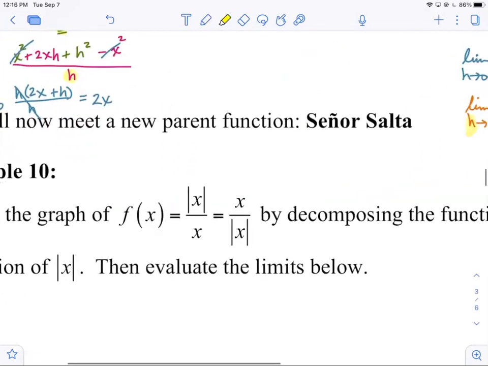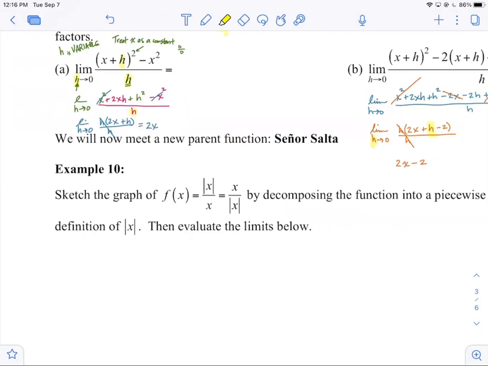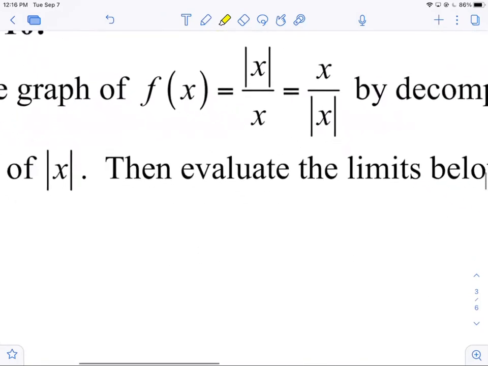Now, we're going to meet a new parent function here, Senor Salta, who also goes by Hombre Trepador in certain parts of Colombia, and also known as Jumpman. He goes by lots of different names. Okay? And here's what it is. We're going to sketch the graph of the absolute value of x over x, which is identical to the graph of x over the absolute value of x. It doesn't matter if the absolute value is on the top or bottom, okay?